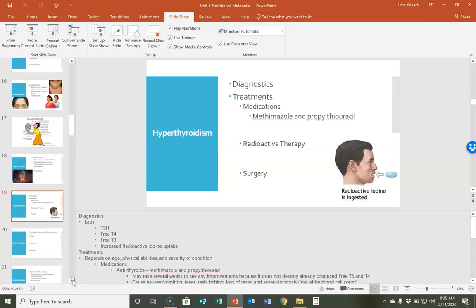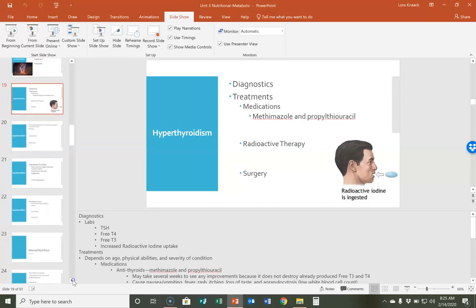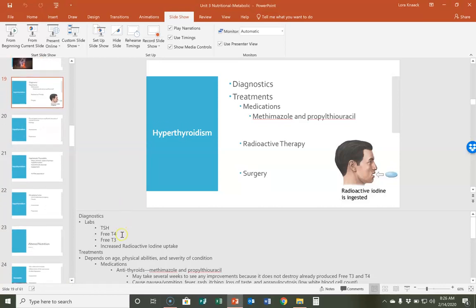Hyperthyroidism, I already talked about the diagnostics. The main ones we're going to look at are the labs TSH and free T4. We can do a free T3, and we can look for radioactive iodine uptake, meaning if we do some kind of a CT or an MRI with contrast, we're going to see this thyroid light up like a Christmas tree, because oftentimes that'll just mean maybe there's a cancer or something going on, that's why this thyroid is overproducing.